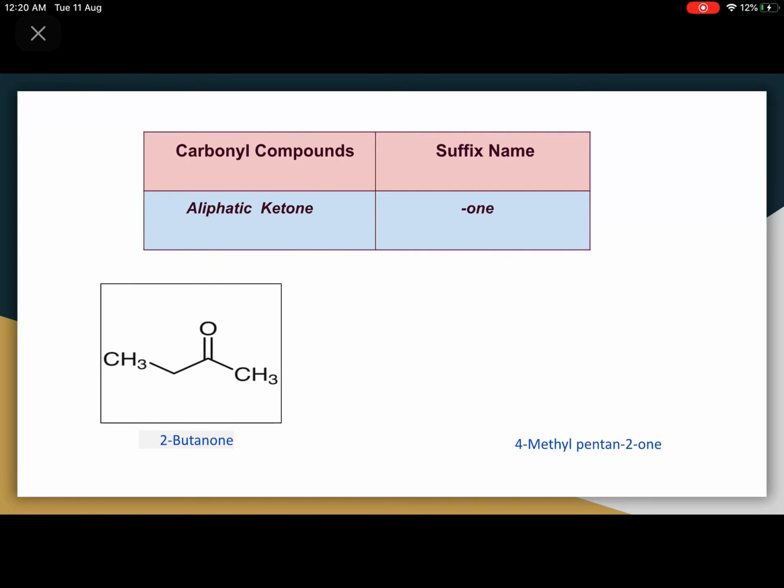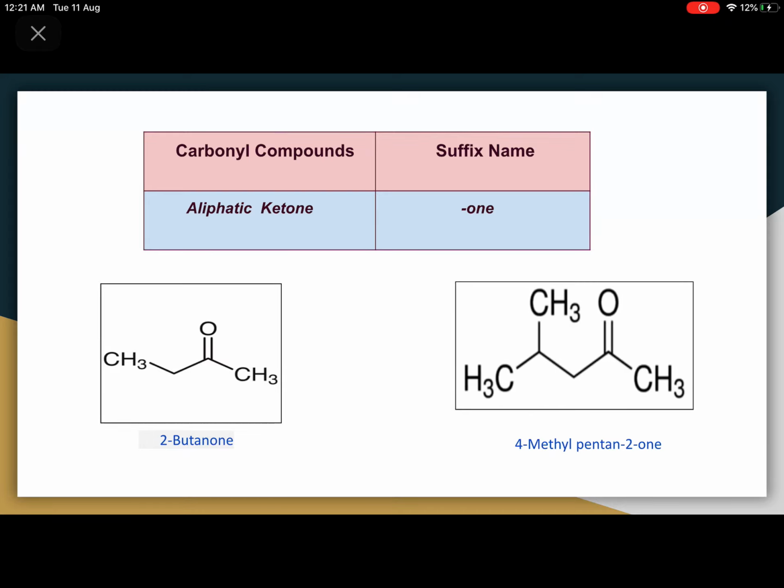So now see this structure, 2-butanone. Basically this is butane, in which the E of butane is replaced by ONE, and 2 is the position of the ketone functional group. At the second position there is a ketone group, hence the name of this structure is 2-butanone.